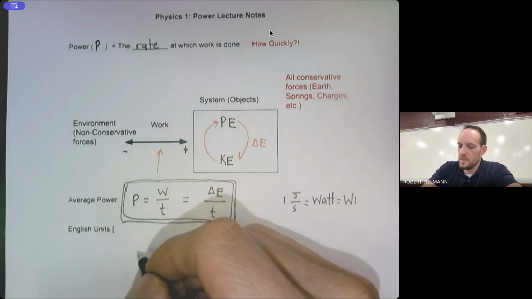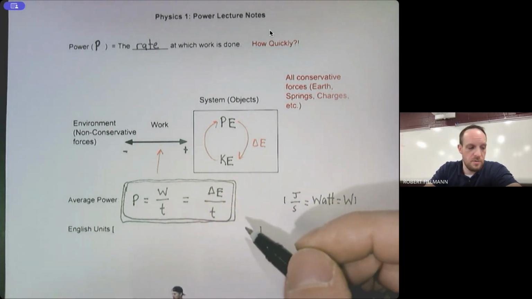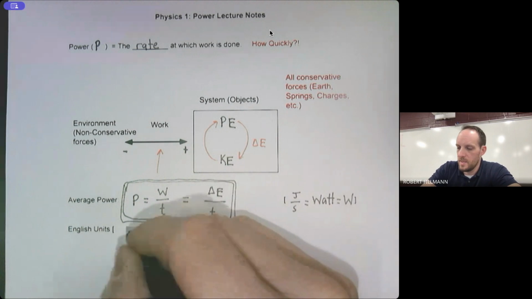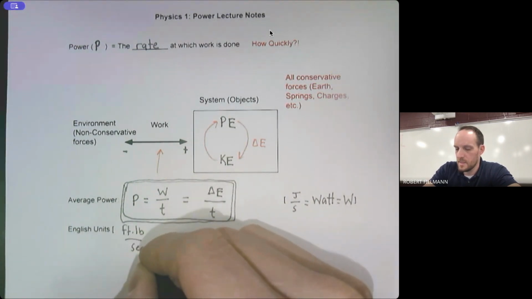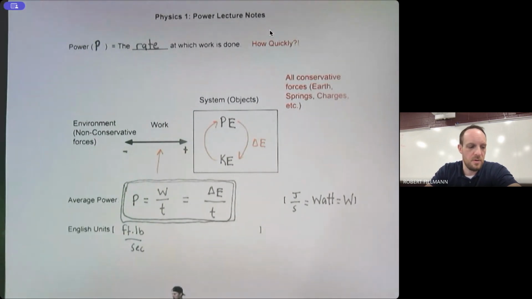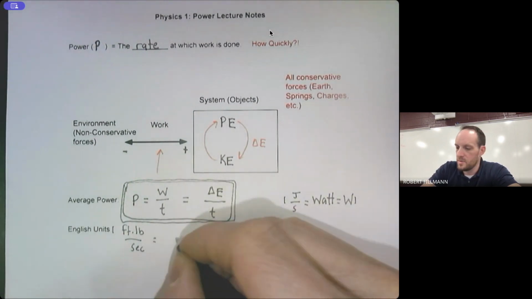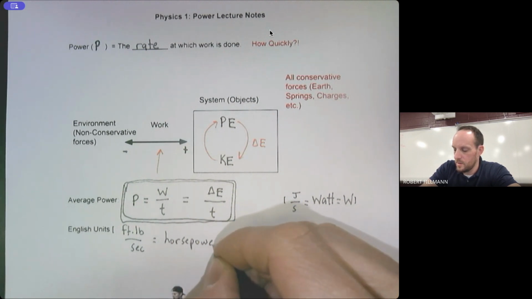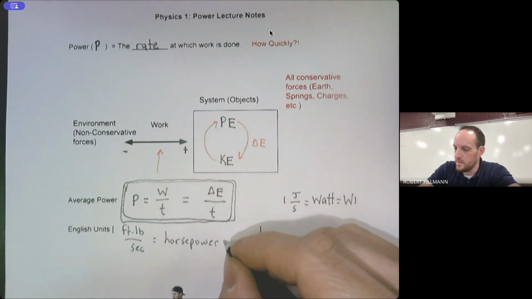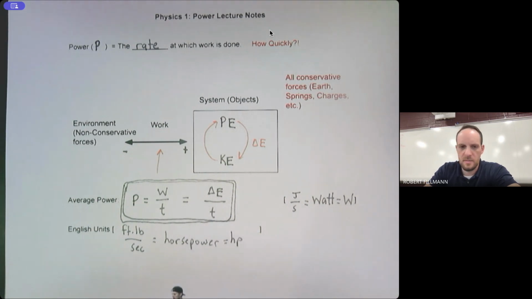The English units for power are English units of work. So instead of the Newton meter, it's the foot-pound per second. So if we're using English or imperial units, a foot-pound per second is what's called a horsepower, which has agrarian roots there, and it's labeled HP. And sometimes you'll see machines rated in terms of horsepower. Maybe it's the engine of a car, or maybe a power tool that you buy.